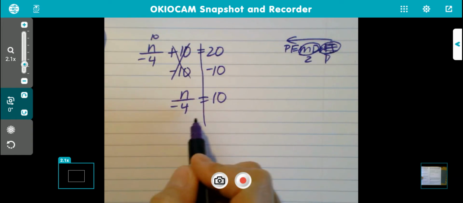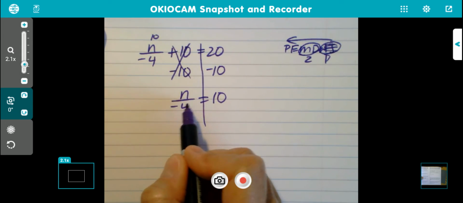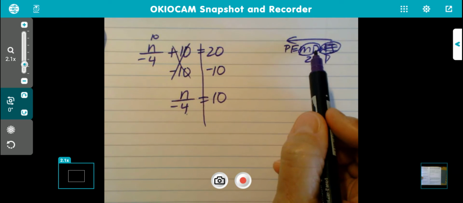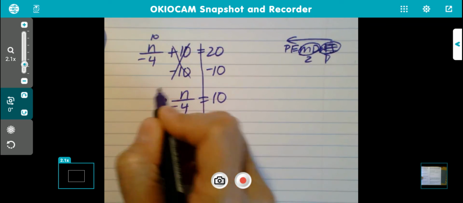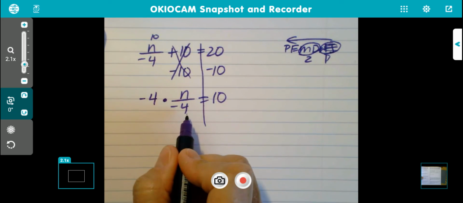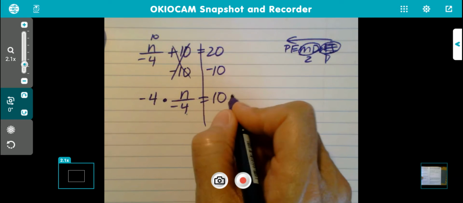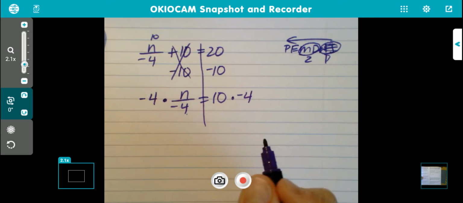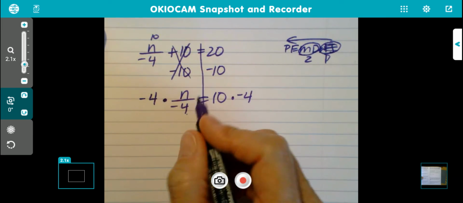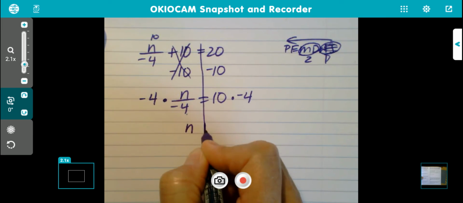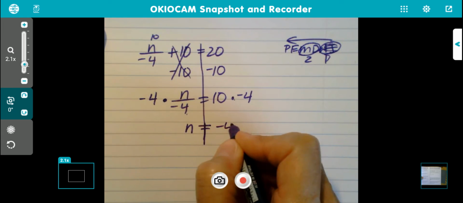Okay, so now we're going to undo this. This is being divided: n divided by negative 4. What's the related fact to division? It's multiplication. So I'm going to multiply by exactly the same number it's being divided by. I'm going to do it on both sides. Negative 4 times n divided by negative 4, guess what that gives me? Just an n. And 10 times negative 4 is negative 40.